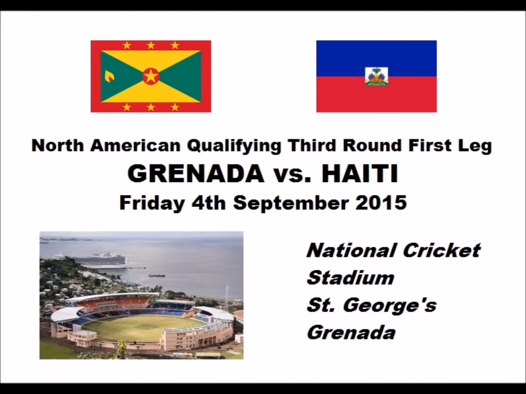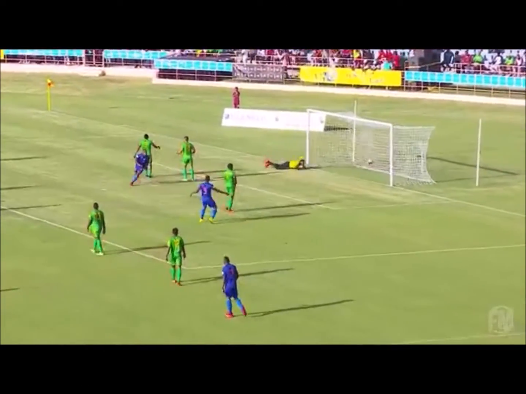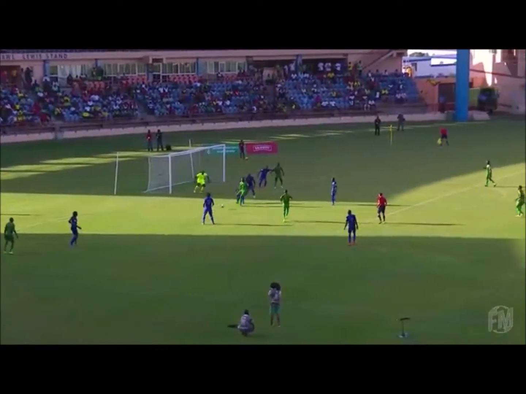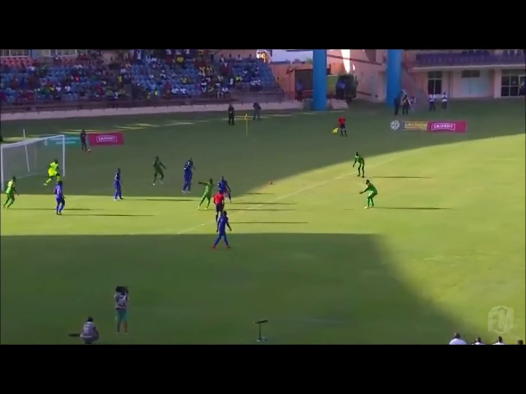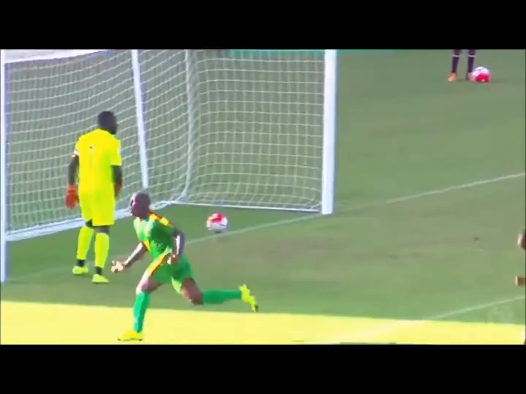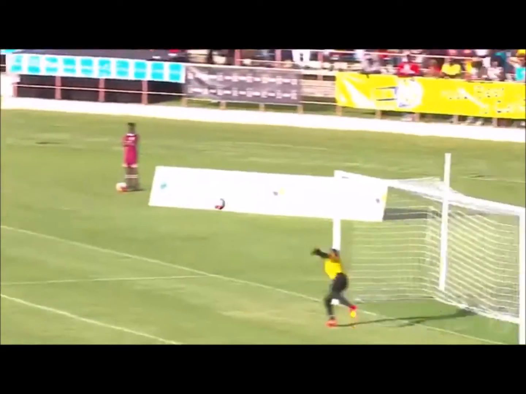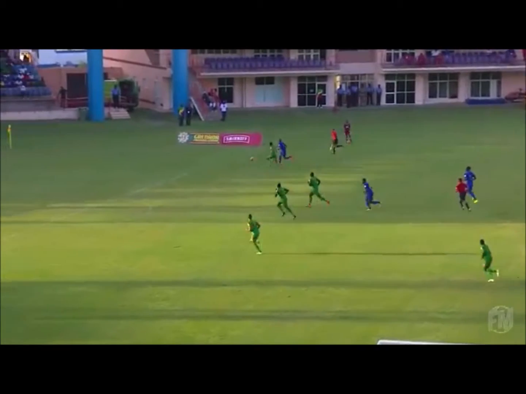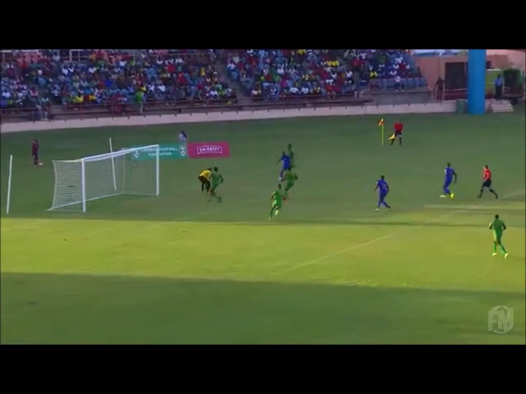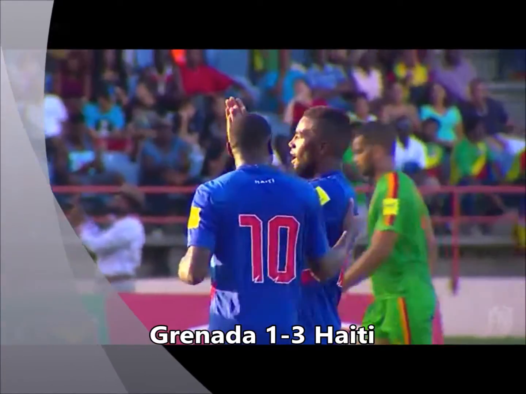Next up, we were at the National Cricket Stadium in St George's, Grenada, as Grenada took on Haiti. And Haiti opened the scoring through Maurice in the 27th minute. Unfortunately though, Haiti then gave away a penalty somewhere in there. I think it was a handball. Straker converted the penalty at 33 minutes. Jerome scored this great free kick in the 38th minute to make it 2-1 to Haiti, and then it was 3-1 as Nazon scored in the 56th minute. He then did a little dance. Final score, Grenada 1, Haiti 3.